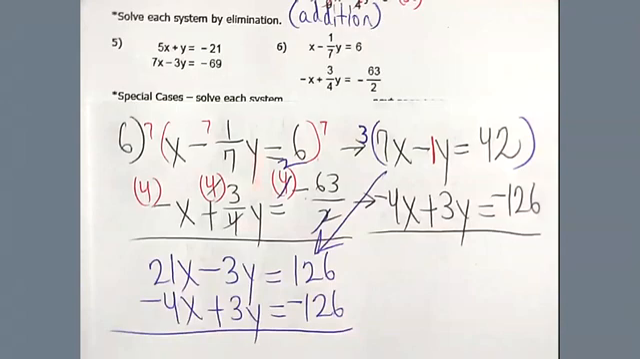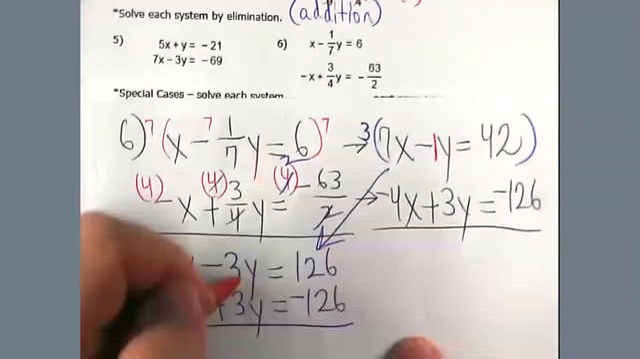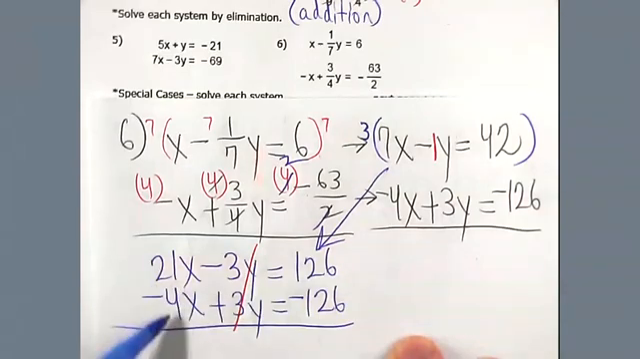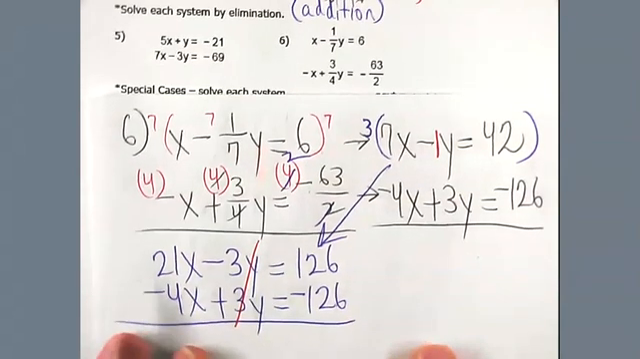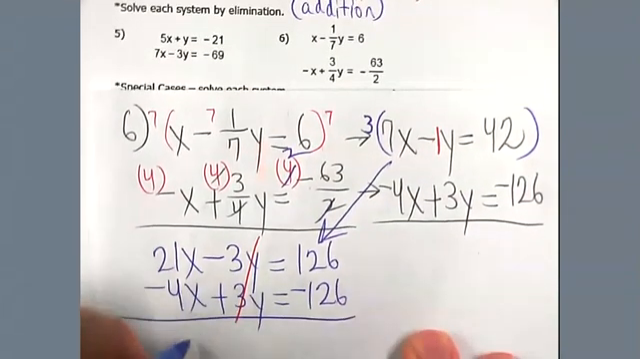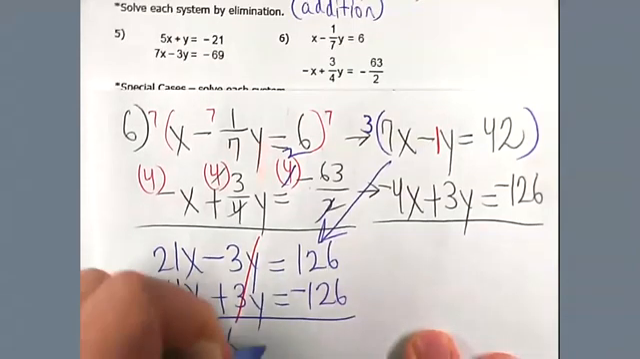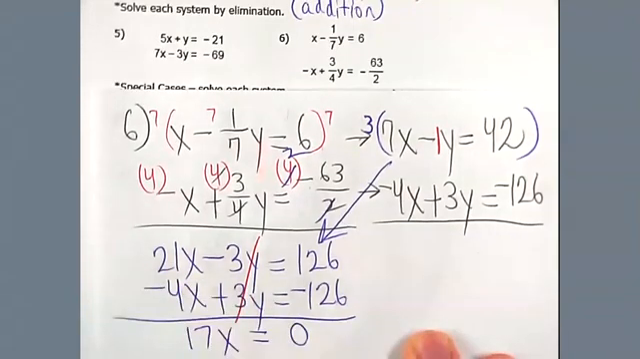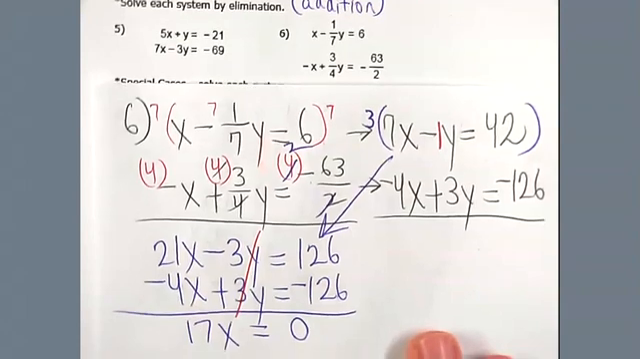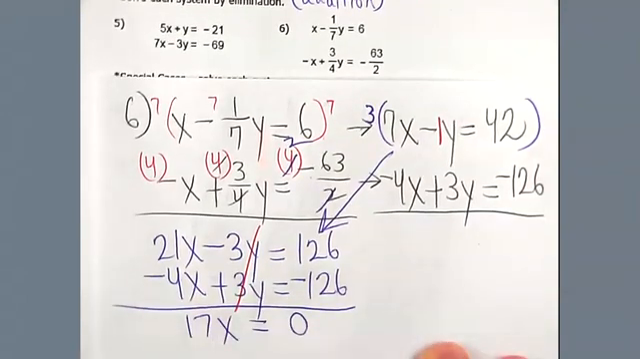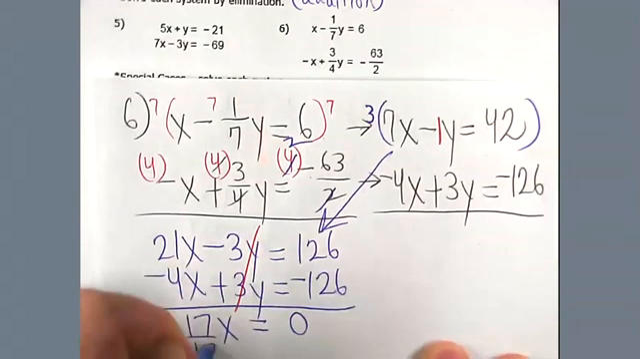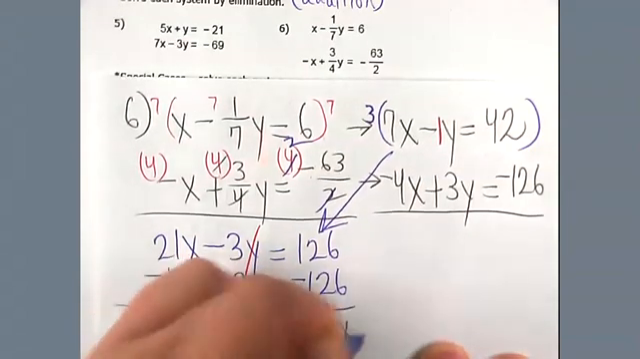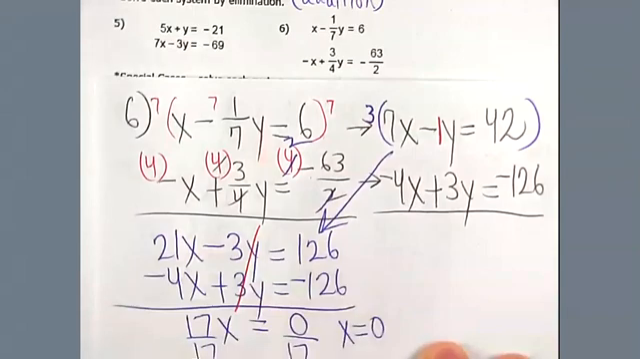Now we can cross out the y's, they cancel, and combine what's left. So that will give us 17x equal to 0. When we divide both sides by 17, x is equal to 0.